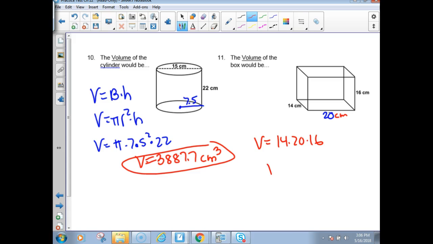Please just finish that off. I don't think I need to type that one in. And you put cubic centimeters after it. I think most of you are past here anyway, aren't you?